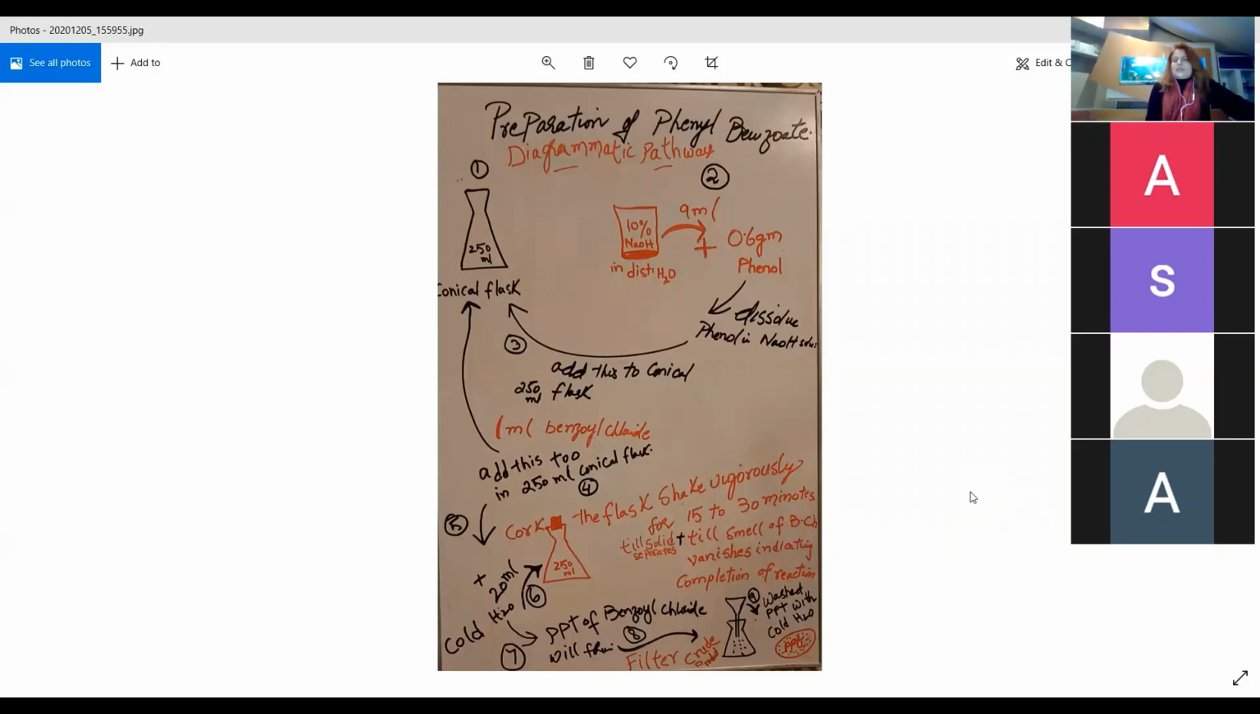Okay, so I was just telling them that this is the preparation of phenyl benzoate, and this is the diagrammatic pathway. So here you took the 250 ml flask, and in a separate beaker, you made this solution, that is, a 10% solution of sodium hydroxide. And then you will take 9 ml of the sodium hydroxide, and in a separate test tube or any small glassware, you are going to add 0.6 gram of pre-weighed phenol, which you have already weighed. You will add that phenol into it, right?